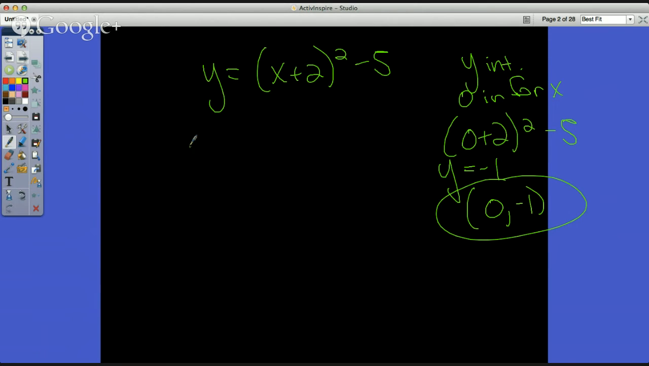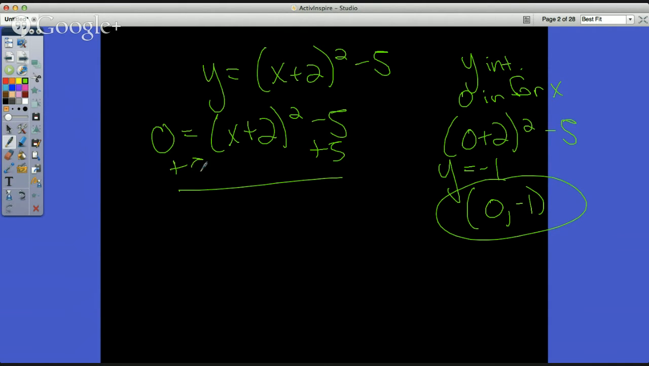If I solve for the x-intercept, I plug 0 in for y. So 0 equals (x plus 2) squared minus 5. So what could I do to solve for this one? Okay, so what do I need to do first? Okay, let's add 5 first, right? So we then can get this whatever squared on by itself. So we have 5 equals (x plus 2) squared. So what could I do here?